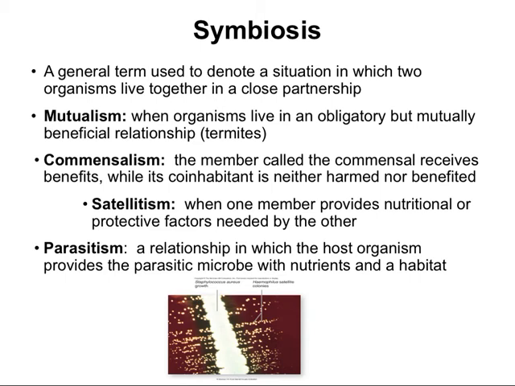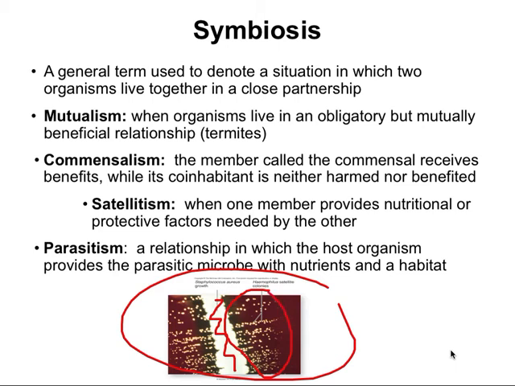A great example of commensalism in microbes is seen below in this figure of satellitism. When one member provides nutritional or protective effects that's needed by the other is what satellitism is. So, for example, in this figure, we have a community of Staphylococcus aureus growing down the center. The staph bacteria actually provides a growth factor that's necessary for these Haemophilus influenzae bacteria that are growing in small colonies outside of the major streak of Staphylococcus aureus.